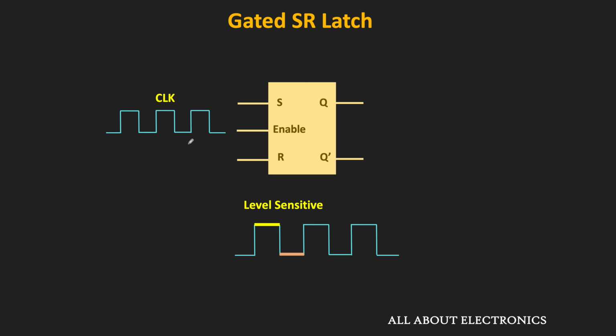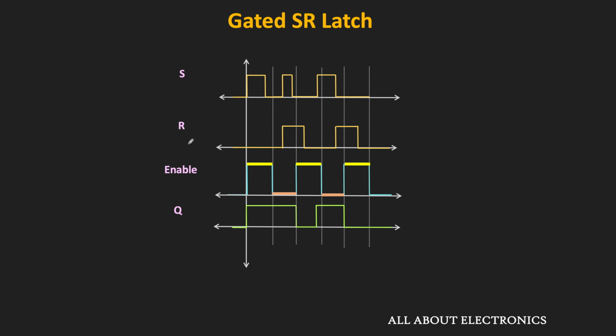So let us understand it with the help of the timing diagram. Let's say these are the S and R inputs to the gated SR latch, and this periodic clock signal is applied as the enable input. Now let us see the output of this gated SR latch. When this enable input becomes high, or when this clock becomes high, the latch will become transparent to the inputs. So during the on time of this clock, initially S is 1 and R is 0.